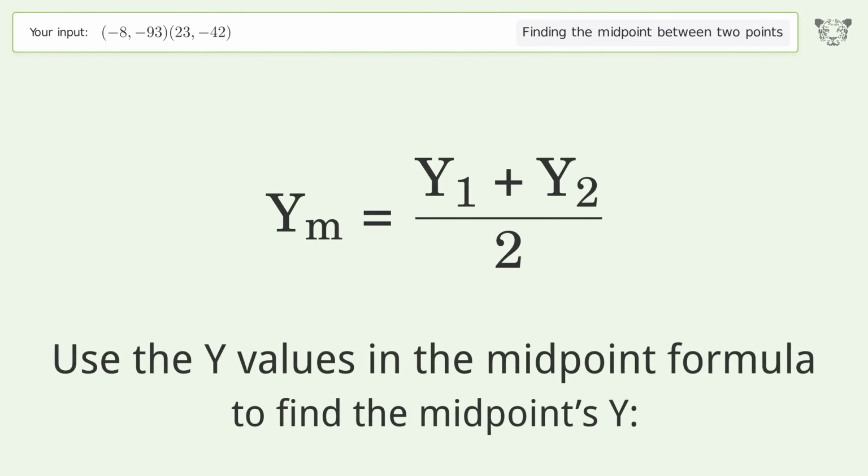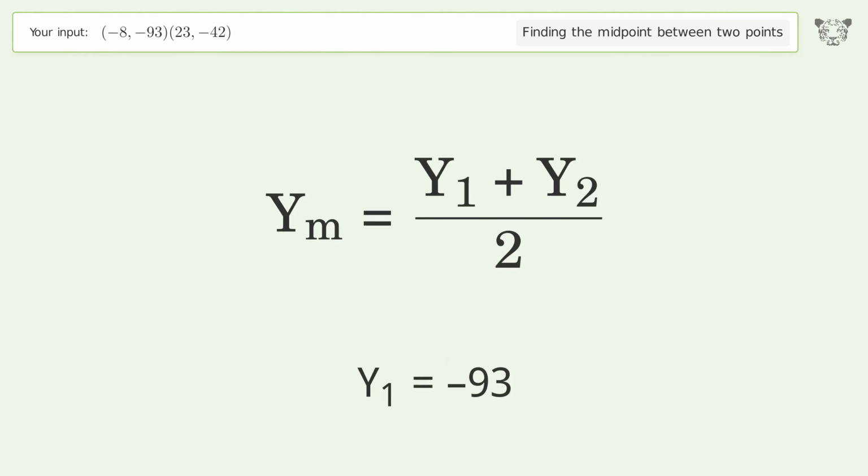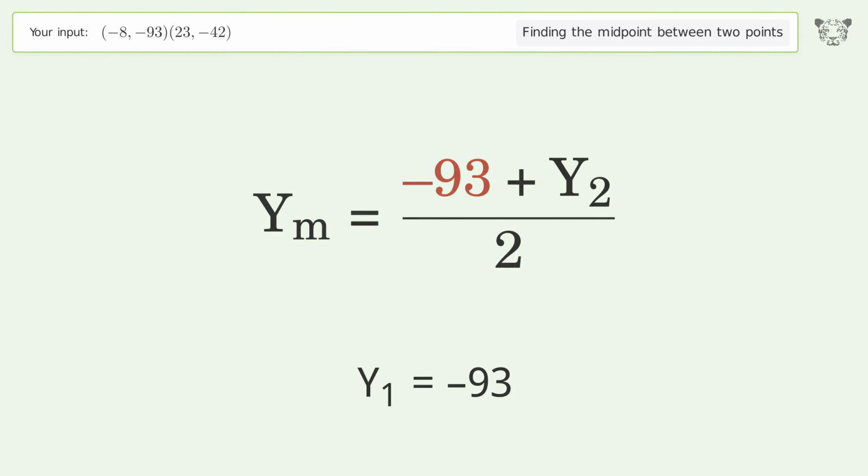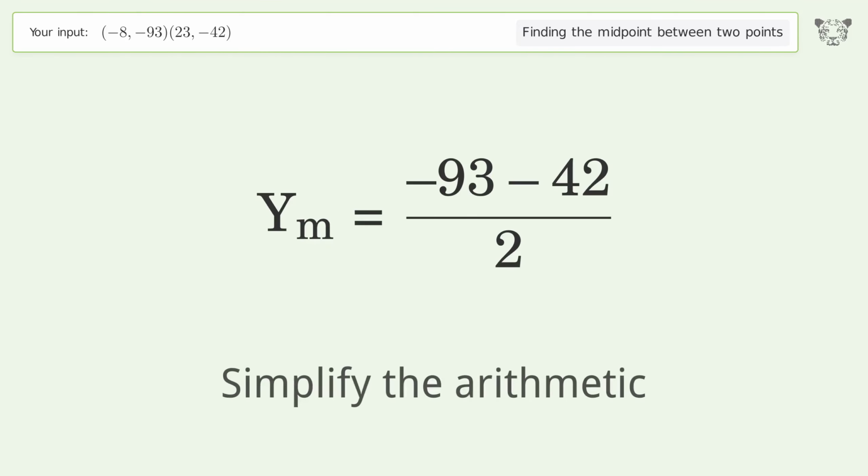Use the y values in the midpoint formula to find the midpoint's y. y1 equals negative 93. y2 equals negative 42. Simplify the arithmetic.